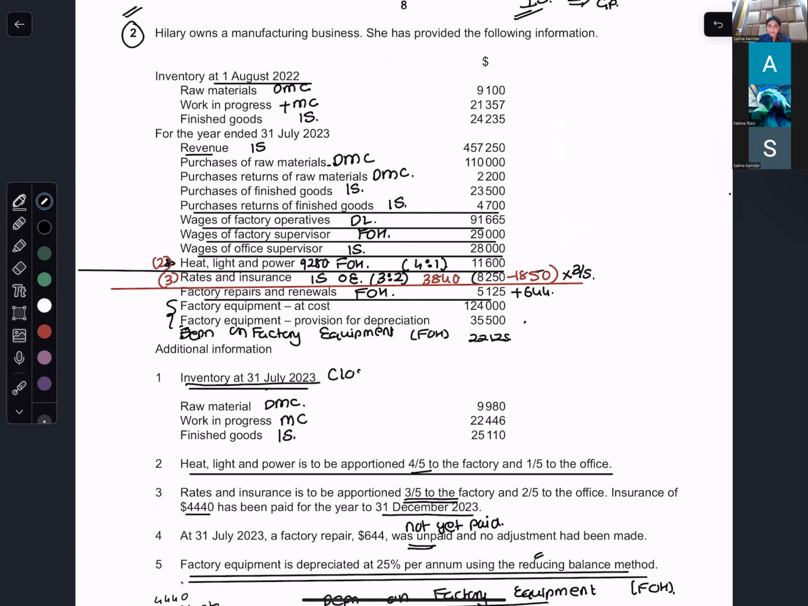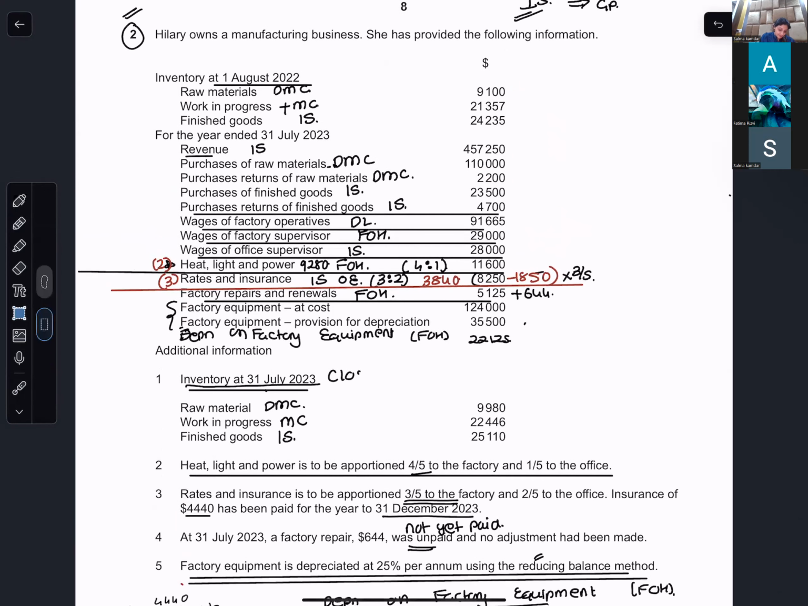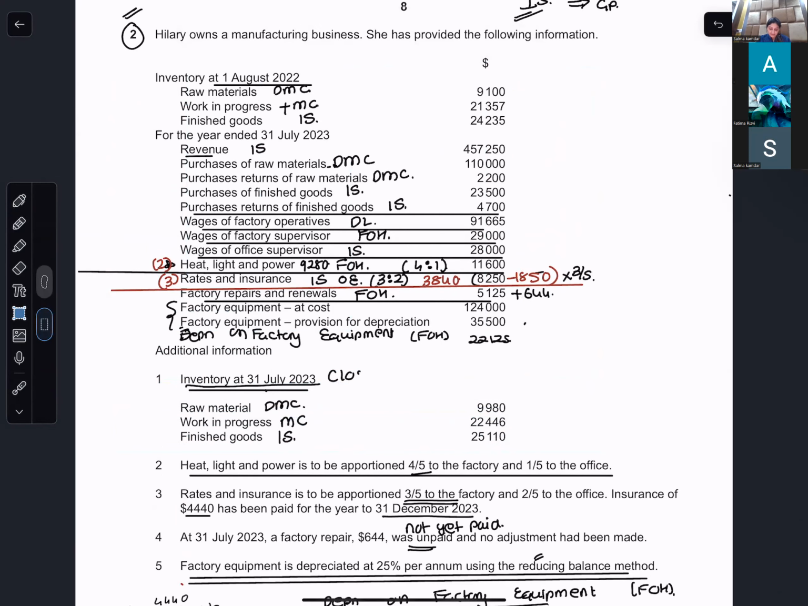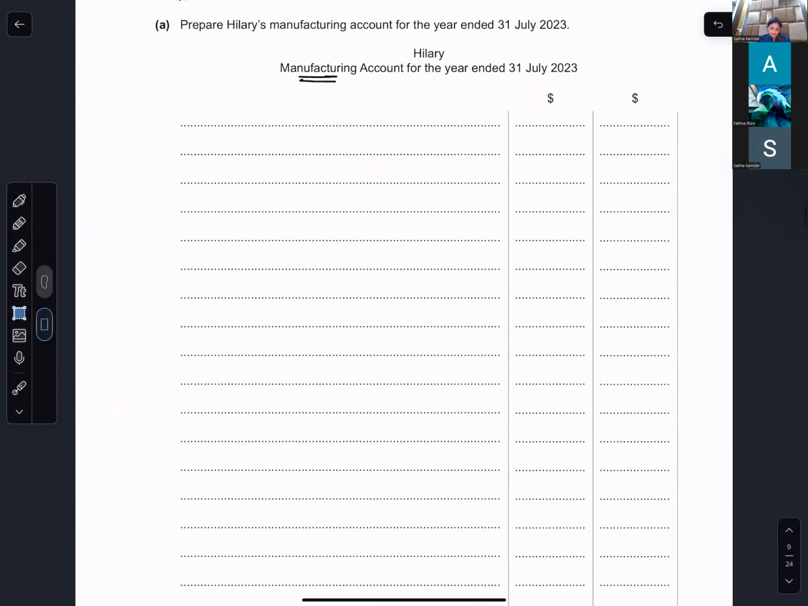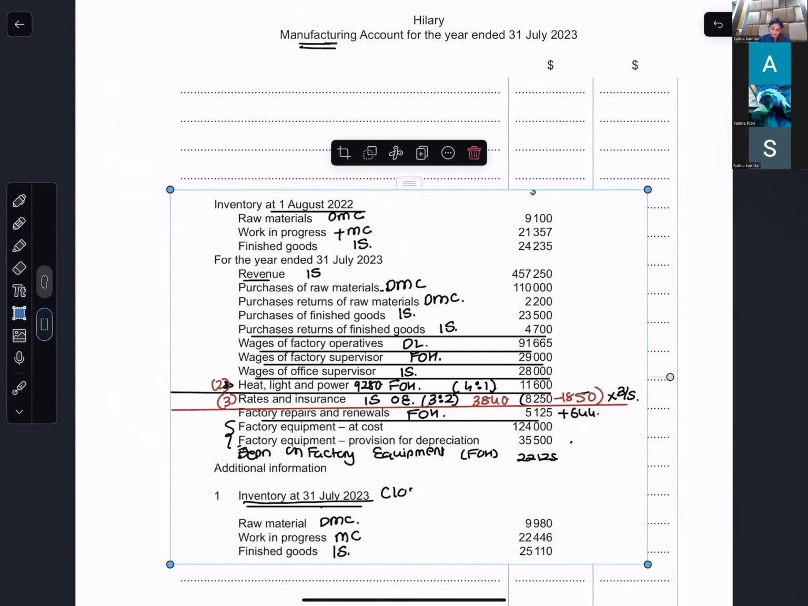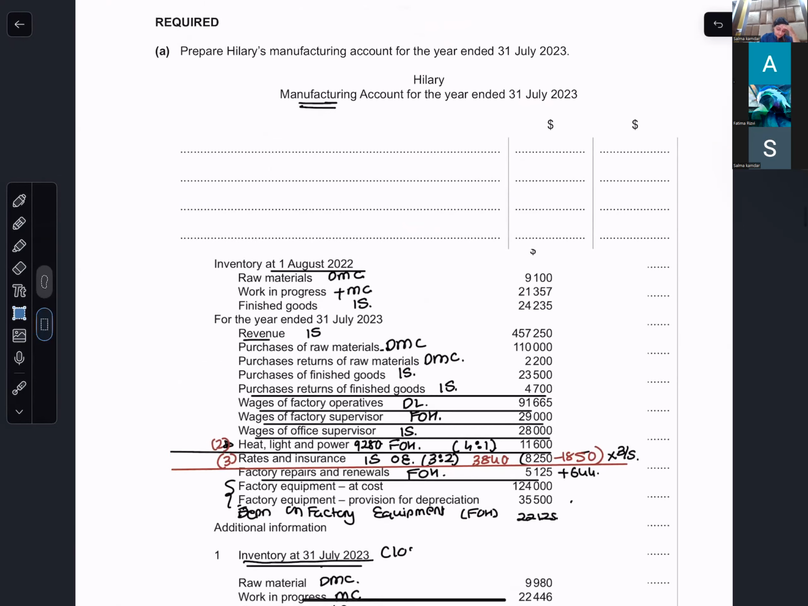Okay. Now they want us to prepare manufacturing account. So we can prepare manufacturing account. So I will just copy this. Everything else we've written over here. We have to prepare manufacturing account. Come on, how do we start with the manufacturing account? DMC. Okay, DMC. So we'll write direct material consumed. Please do it along with me. The main answer should come outside.